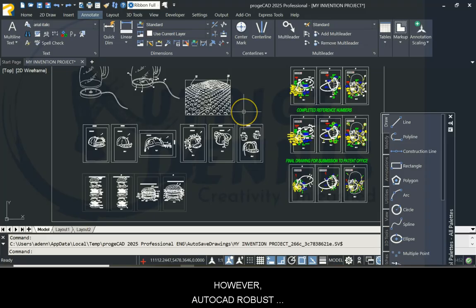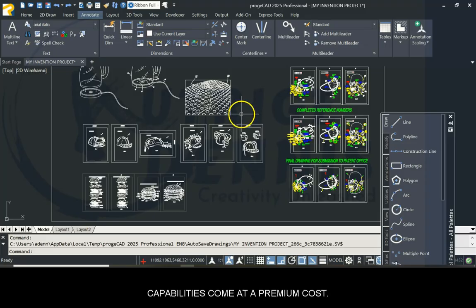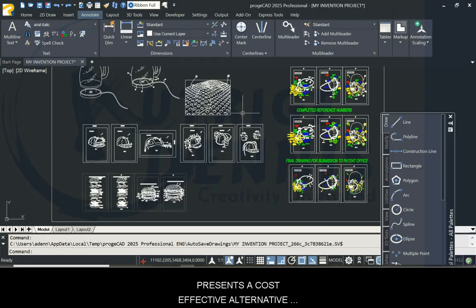However, AutoCAD's robust capabilities come at a premium cost. ProgeCAD, on the other hand, presents a cost-effective alternative that delivers comparable features. The core features of ProgeCAD are just like AutoCAD. They have strong DWG compatibility. DWG is the file extension that AutoCAD uses. Which means I can open this drawing in AutoCAD and it will look just like this.